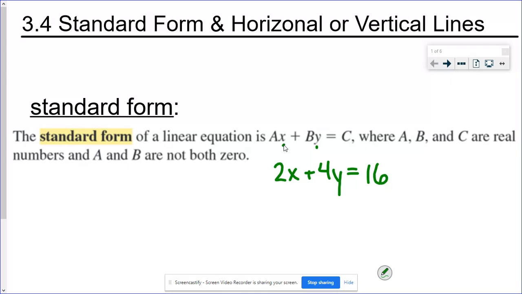They're also going to say A and B are not both zeros. Occasionally, instead of having a 2 in front of the x, that might be a 0, which would make the x disappear. That would be okay. Or I could make the y disappear if the B was a 0, but I can't make both of them 0. I can't have something like 0 equals 16 because then it's not in standard form and it wouldn't be a linear equation. You have no solution.